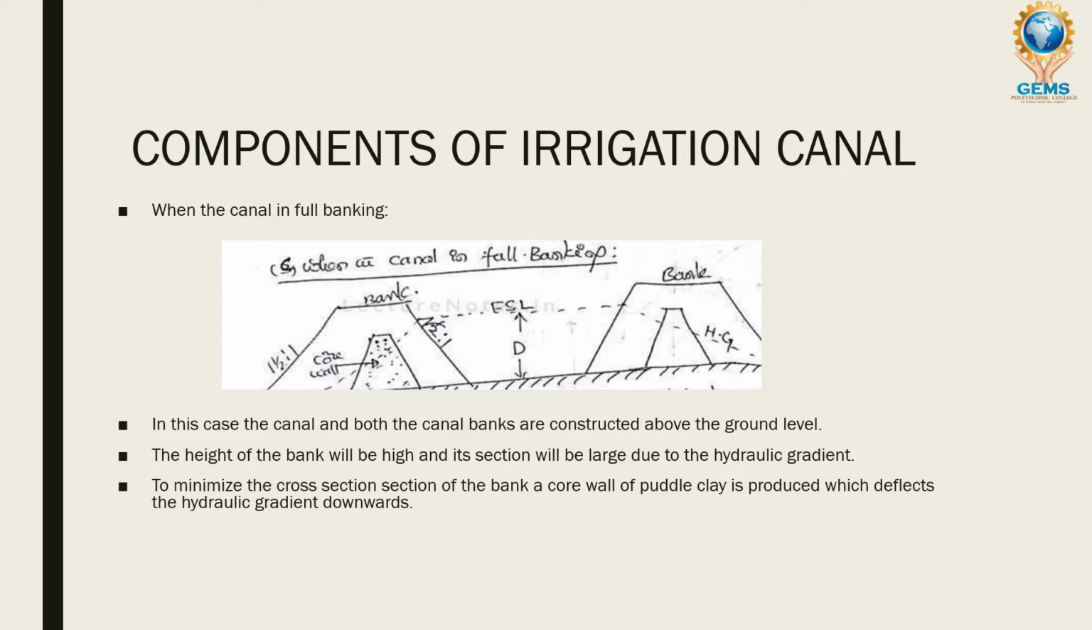I may repeat again. The hydraulic gradient line is the maximum available head in the canal minus the velocity of the head. You remember this, and you arrange it according to the third point. The third point here mentions that to minimize the cross section of the bank, a core wall of puddle clay is provided which deflects the hydraulic gradient line. I have explained to you about the hydraulic gradient line now.